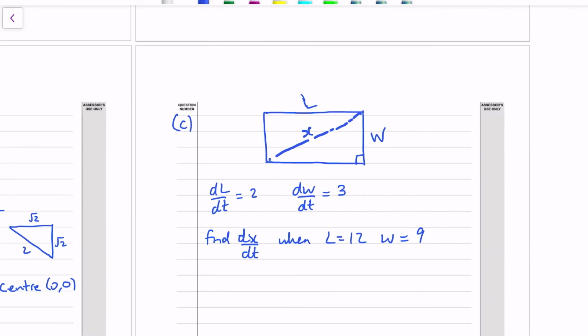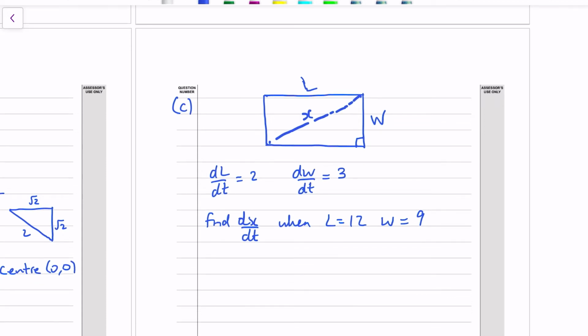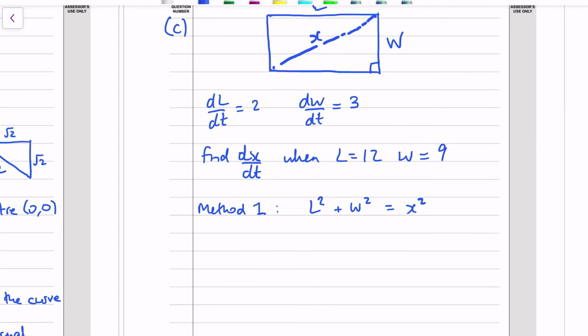Okay, so to find dx/dt, we need to find x as a function of t. There are a couple of ways of doing this, actually. The first one is to just do implicit differentiation. Call this method 1. We have L squared plus W squared equals X squared by Pythagoras. And then if I differentiate these all with respect to time, using the chain rule, 2L dL/dt plus 2W dW/dt equals 2X dx/dt.